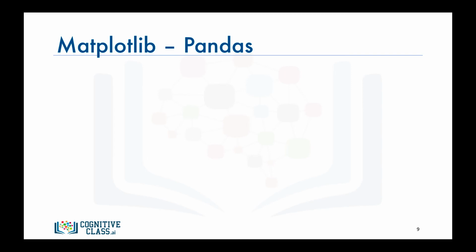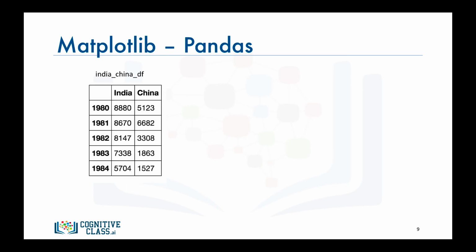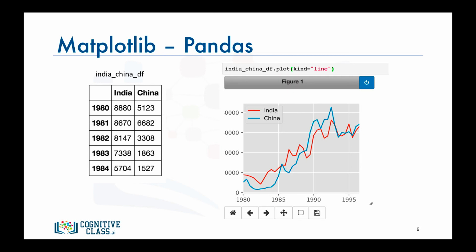Finally, another thing that is great about matplotlib is that pandas also has a built-in implementation of it. Therefore, plotting in pandas is as simple as calling the plot function on a given pandas series or data frame. So say we have a data frame of the number of immigrants from India and China to Canada from 1980 to 1996. And say we're interested in generating a line plot of these data. All we have to do is call the plot function on this data frame, which we called India_China_df, and set the parameter kind to line, and there you have it, a line plot of the data in the data frame.